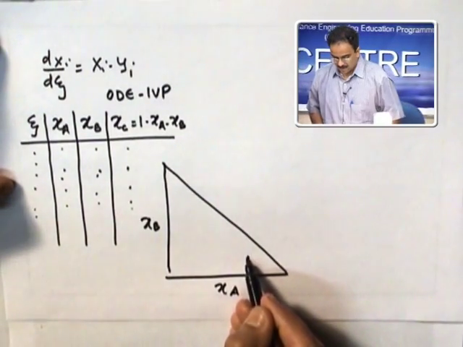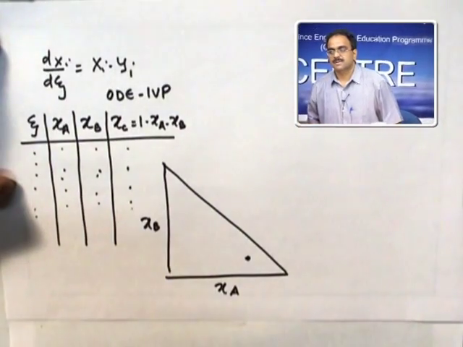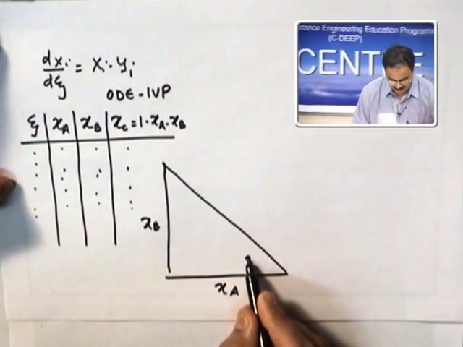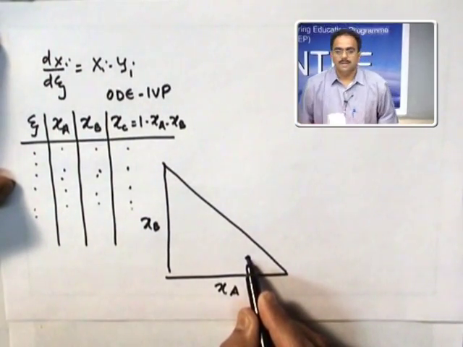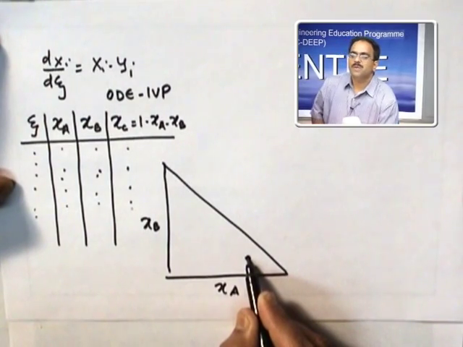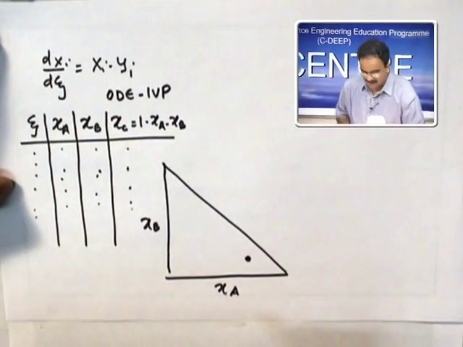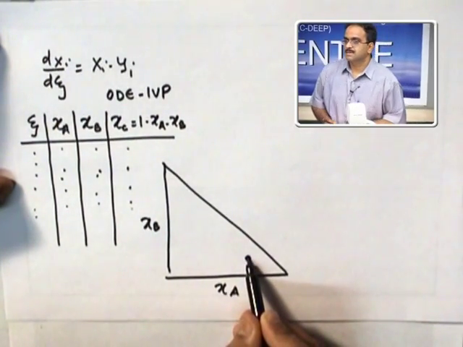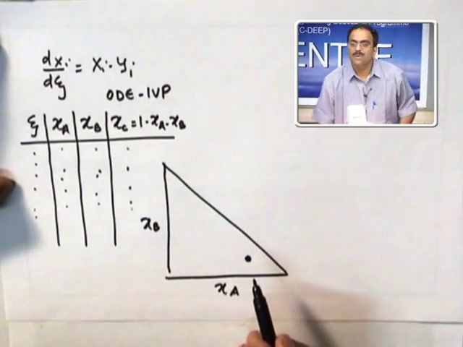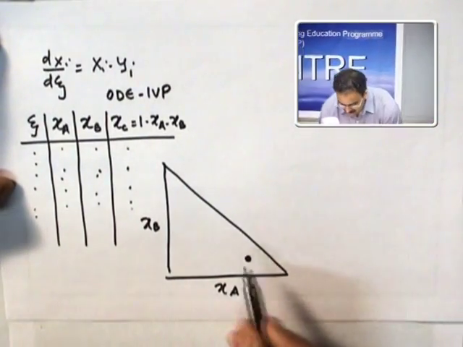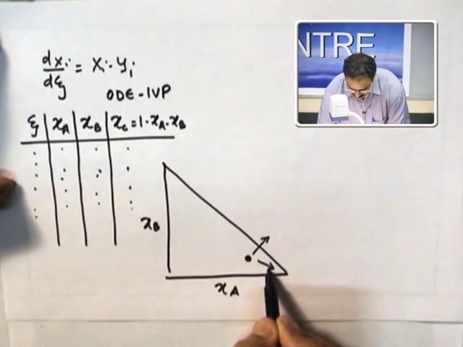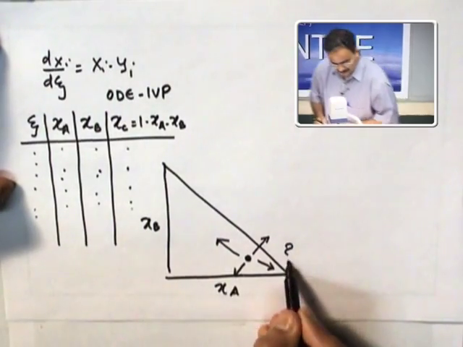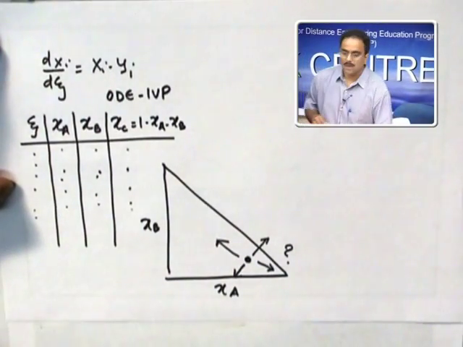How will it behave on the ternary diagram? Suppose I start with any particular point, since the initial value problem needs an initial value. So I start with some point here. I go on solving this equation. In which direction will I go? Will I go in this direction? Can you tell me? For an ideal system, let us not worry about non-ideal initially.